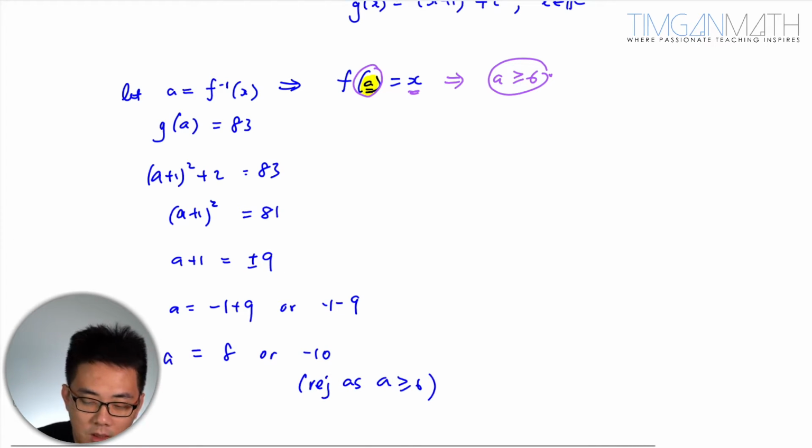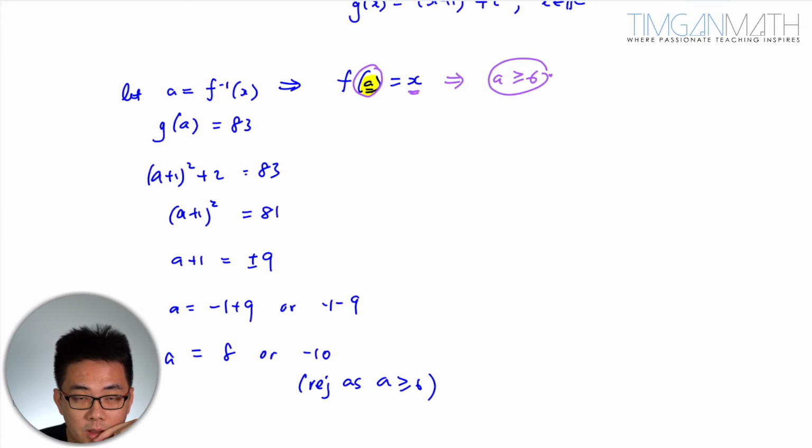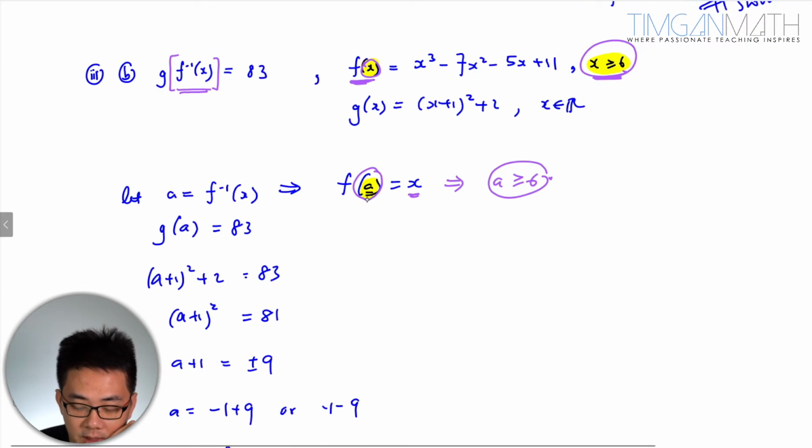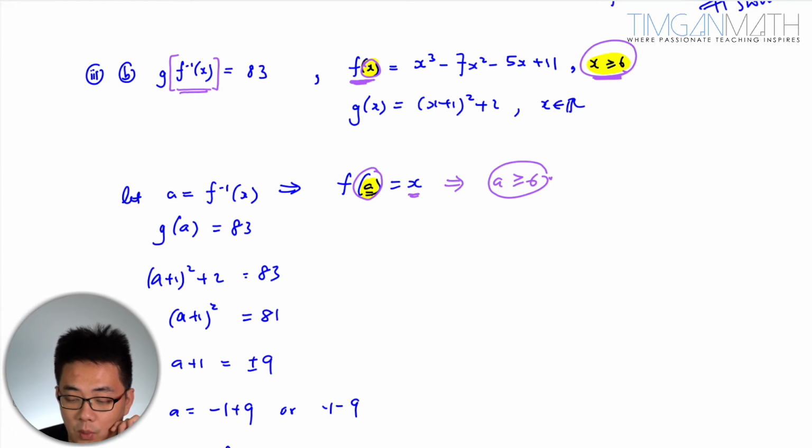If f inverse exists, it has to be a one-to-one function. So we have the corresponding y value for one x value here, because you only have one x value here, which means we are looking at one A value here. It has to be a one-to-one function then.